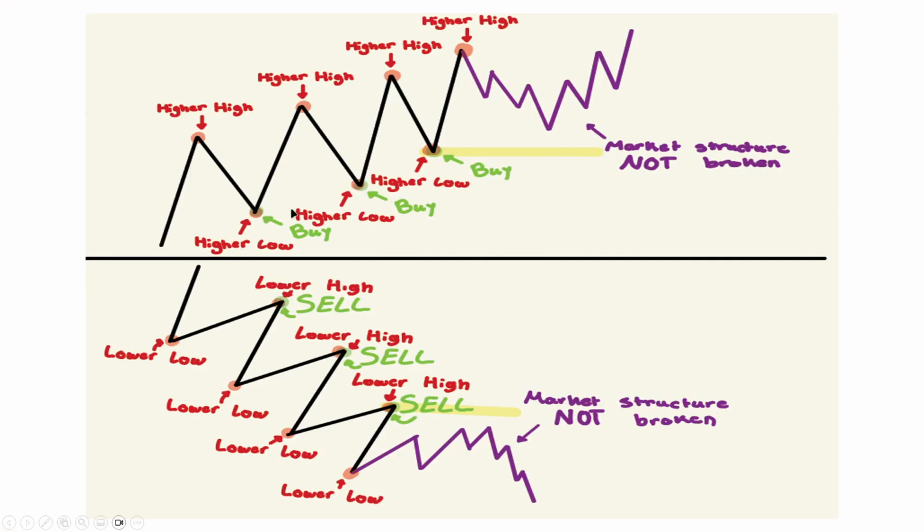And we can see when price is not broken: higher high, higher low, higher high, higher low, higher high, higher low, and price did not break this area. It still came down, but it did not break below this low. Same with the downtrend.